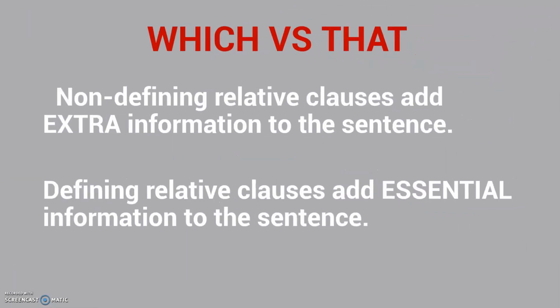Now, we know which and we know that. But what is the difference between these two if the two of them describe things? Well, let's talk first about non-defining relative clauses. Non-defining relative clauses add extra information to the sentence. That means that if I take this information out, there is no problem. The sentence is still going to be the same. And defining relative clauses add essential information to the sentence. So how come?